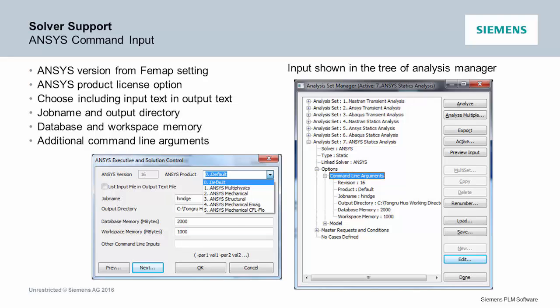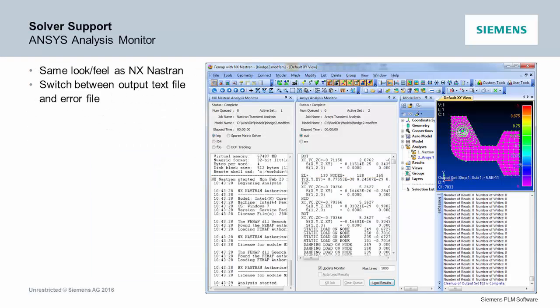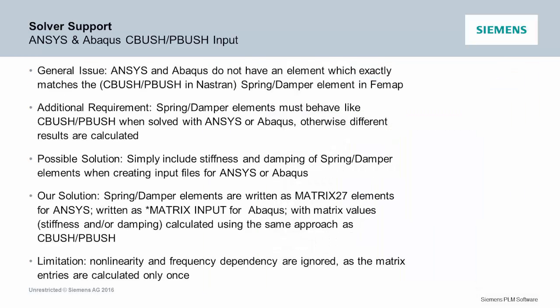And the other thing we had him do: if you're running your ANSYS job on your own local machine, while it's running the ANSYS solver, you get the same feedback. It monitors the job, and you see it processed just like we do for Nastran. And he also was looking at element support.